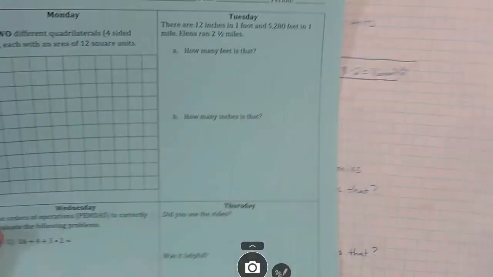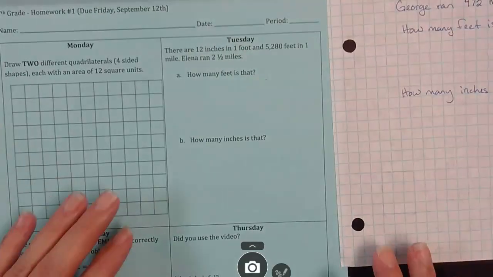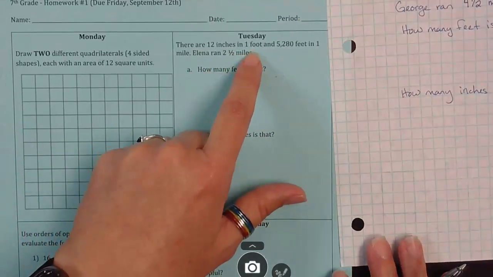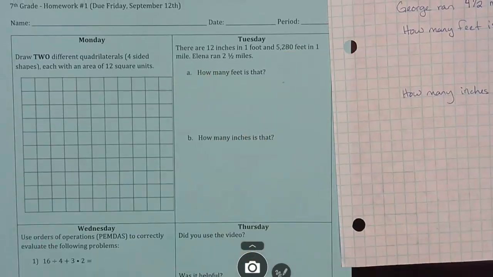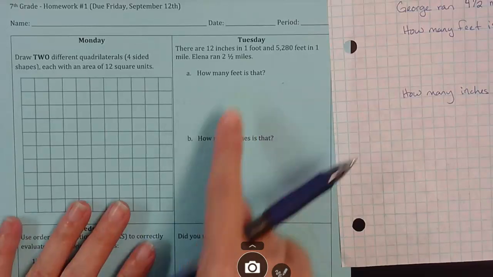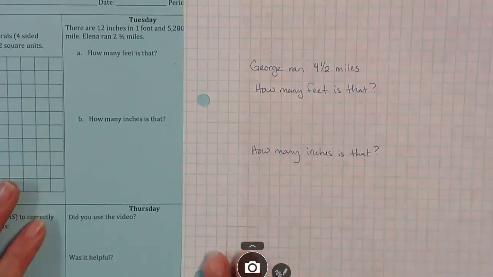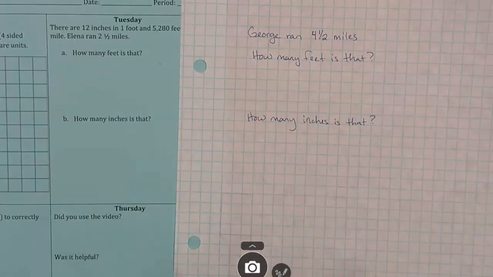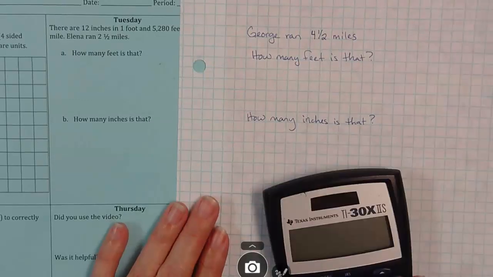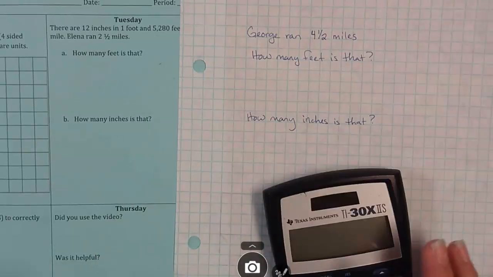All right, Tuesday says there are 12 inches in 1 foot and 5,280 feet in 1 mile. Elena ran 2.5 miles. We need to find how many feet is that and how many inches is that. Well, again, I'm not going to do this problem for you, but I'll do one right along with you that is very similar, and you can use the same process to figure that out on your own. I love using calculators. You remember you've got them in my classroom. We're going to use them pretty much all of the time, so I'm going to get my calculator out for this one.